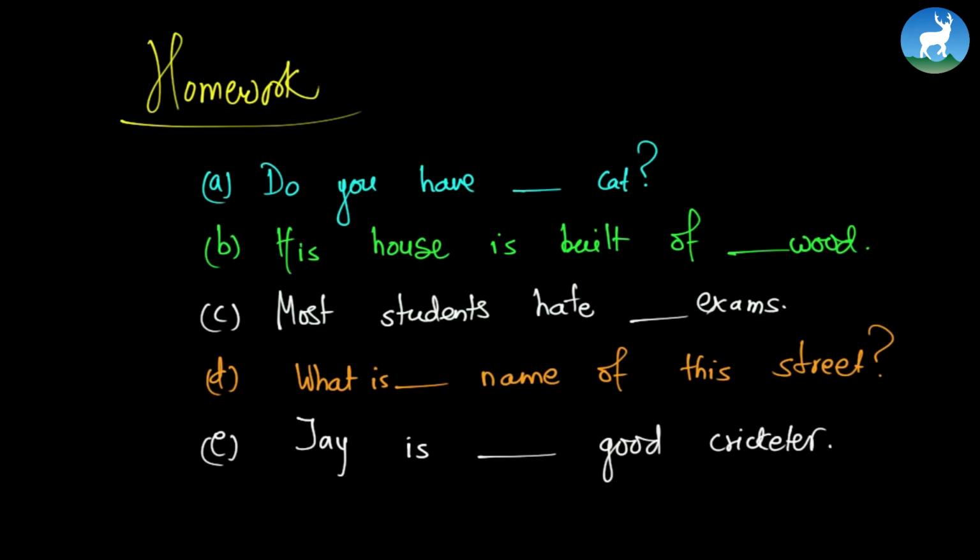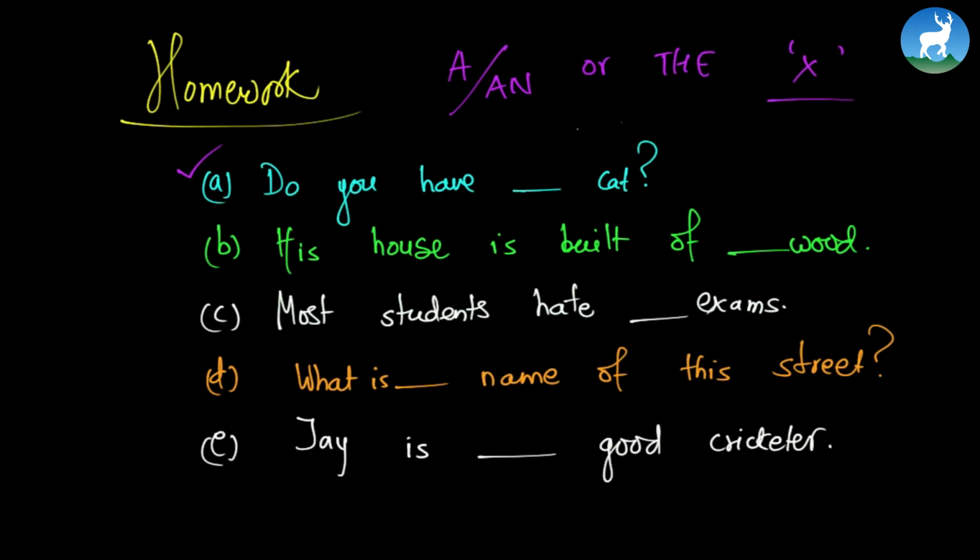Alright, with this we have come to the end of today's class. Now I'm going to give you some homework as usual. Your homework is fill in the blanks. Now that's your homework, very easy one. You need to fill in these blanks using the words like a, an, or the. Sometimes you can even use the zero article. What that means is you can use no article.